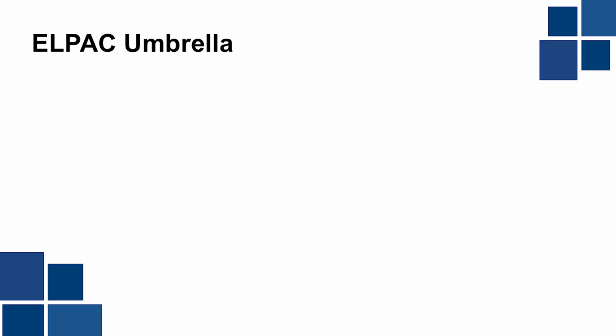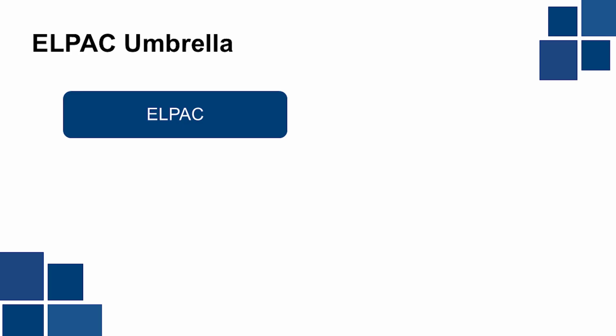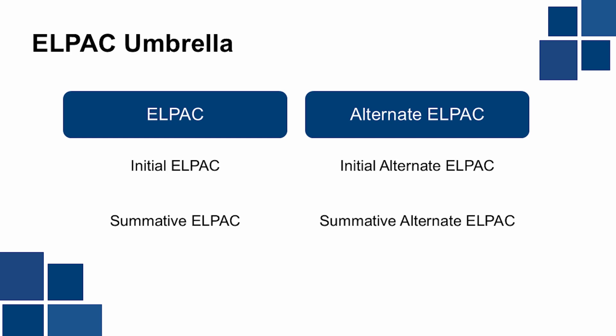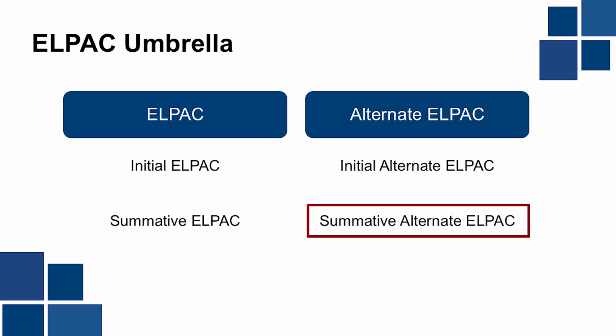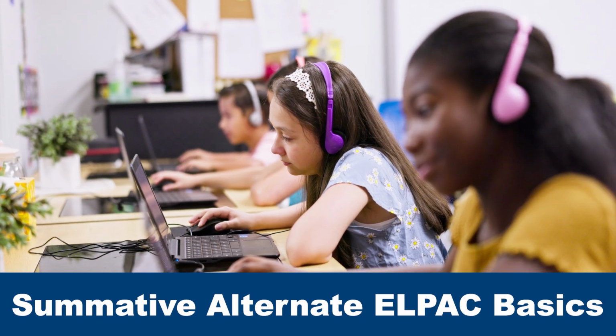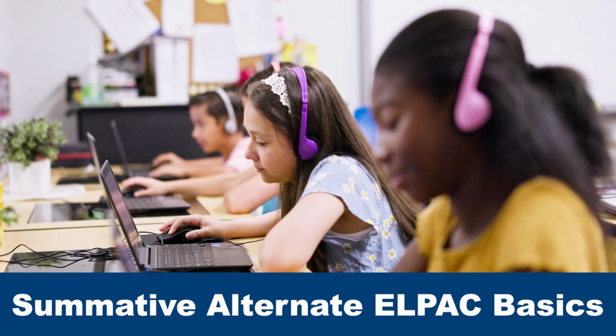The ELPAC consists of the General ELPAC, which includes the Initial ELPAC and the Summative ELPAC, and the Alternate ELPAC, which consists of the Initial Alternate ELPAC and the Summative Alternate ELPAC. This video focuses on the Summative Alternate ELPAC. The other videos in this series cover other assessments. Let's start with a brief review of some basics about the Summative Alternate ELPAC.